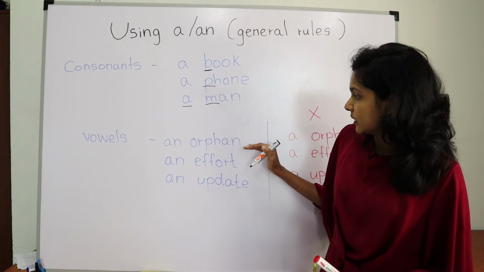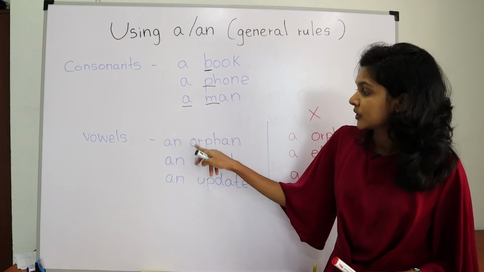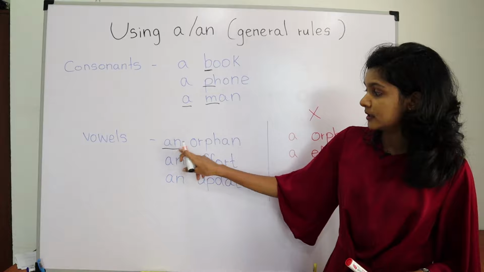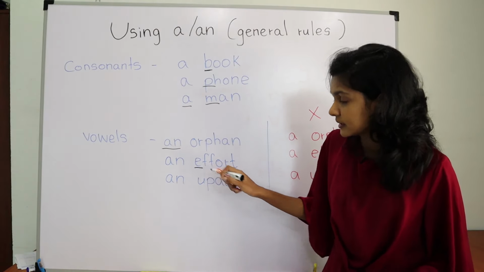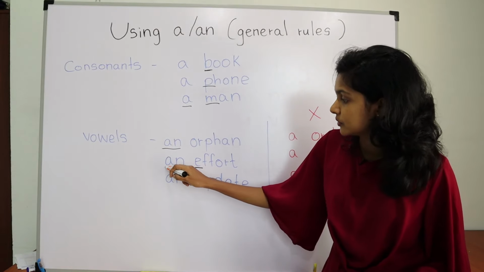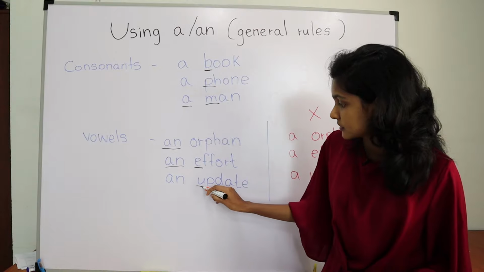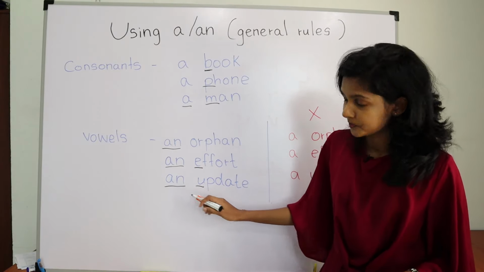Now when we write words starting with a vowel, we have to use an. Often. Here also the word starts with E, so we have to write an effort. This word also starts with U, so we have to say an update.